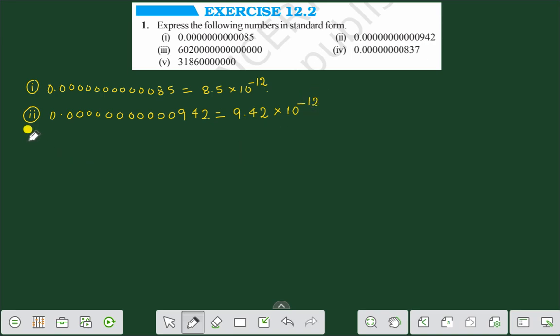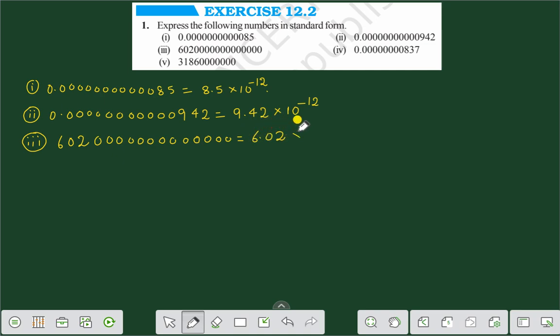Now question number 3. Question number 3 is this one: 602 ... 602. How many zeros are there? 1, 2, 3, 4, 5, 6, 7, 8, 9, 10, 11, 12, 13. That is written as 6.02.